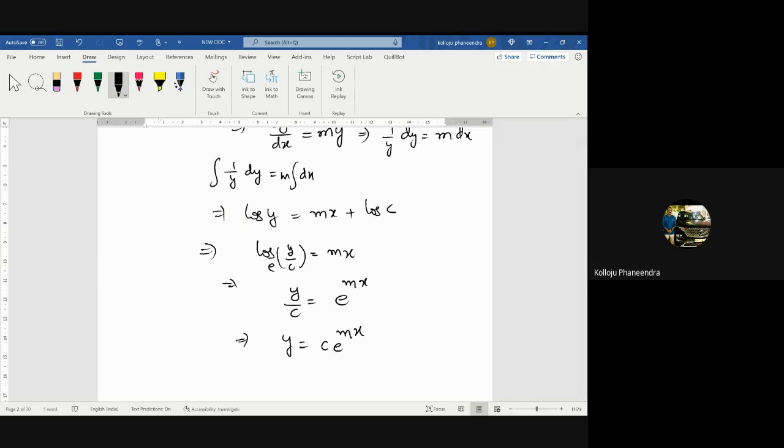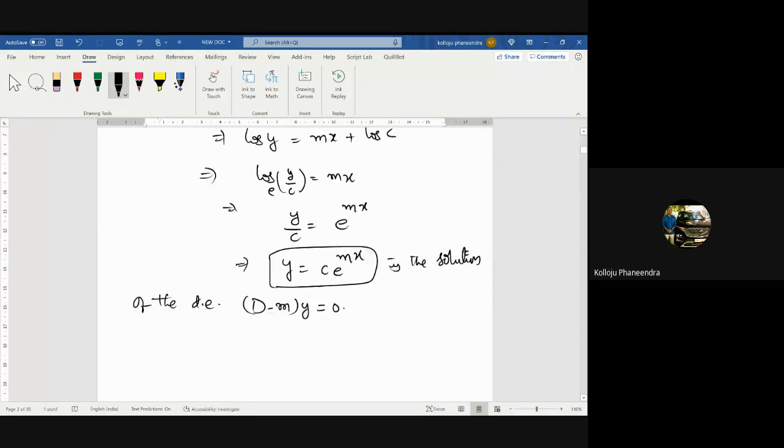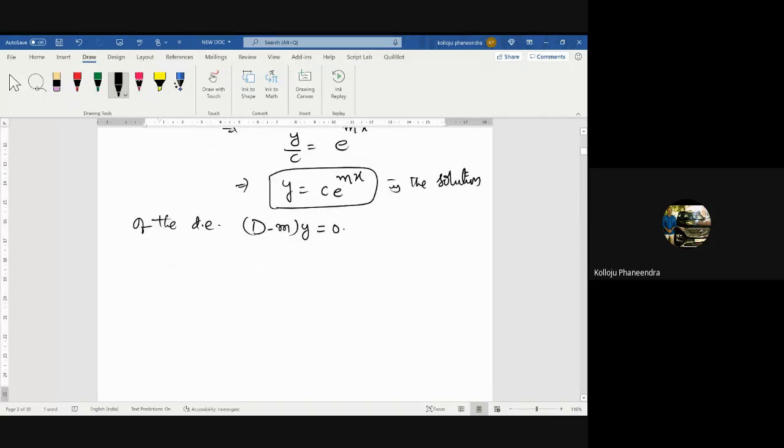Y equal to c into e to the power of mx is the solution of the differential equation. What type of differential equation? D minus m into y equal to 0. Now from equation 1, what we have is D minus m1, D minus m2, and so on, D minus mn into y equal to 0.